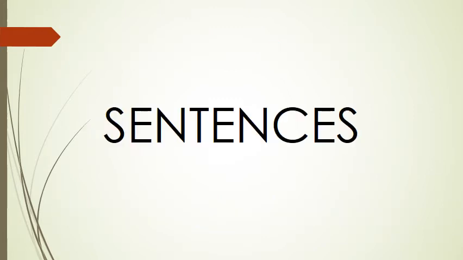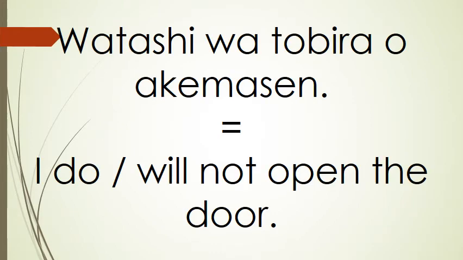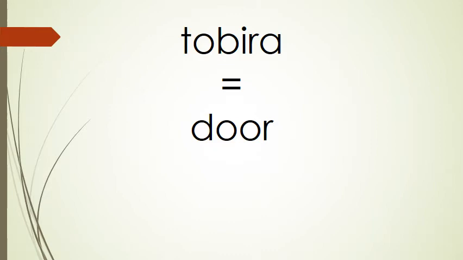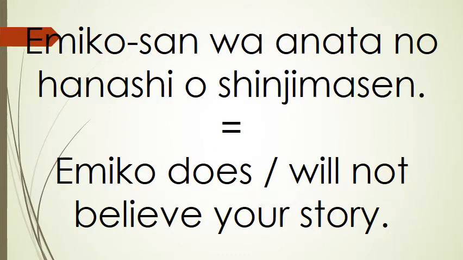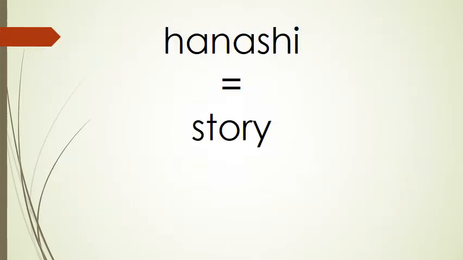So now let's look at a few sentences using the things we've just learned. Watashi wa tobira o akemasen means I do or will not open the door. Tobira means door. Emiko-san wa anata no hanashi o shinjimasen means Emiko does or will not believe your story. Hanashi means story. You may remember from our last lesson that the verb hanasu means to speak. Hanashi is the noun form of hanasu.